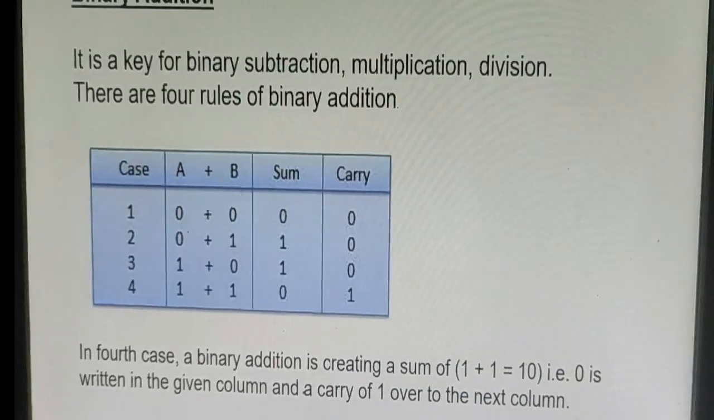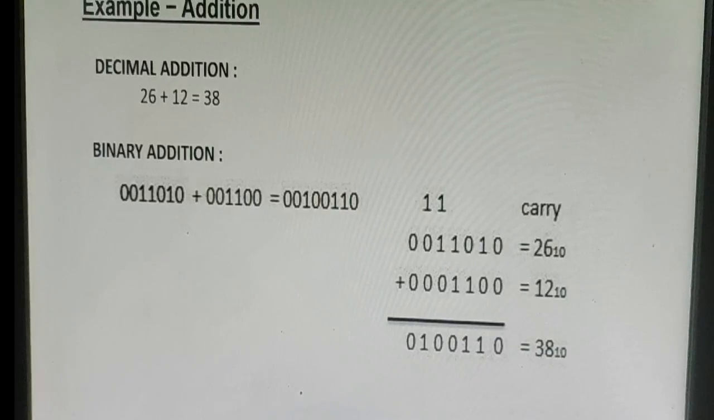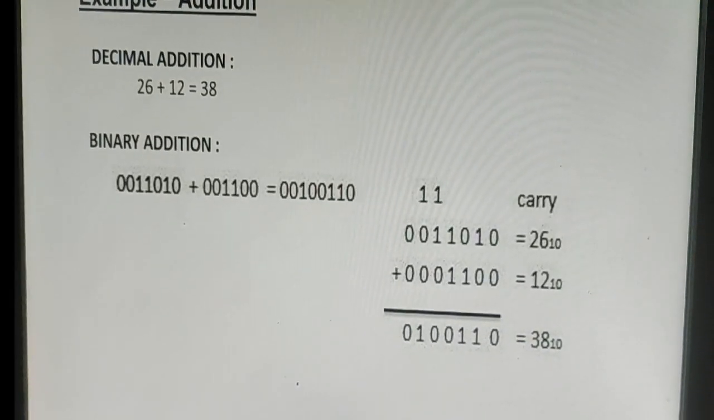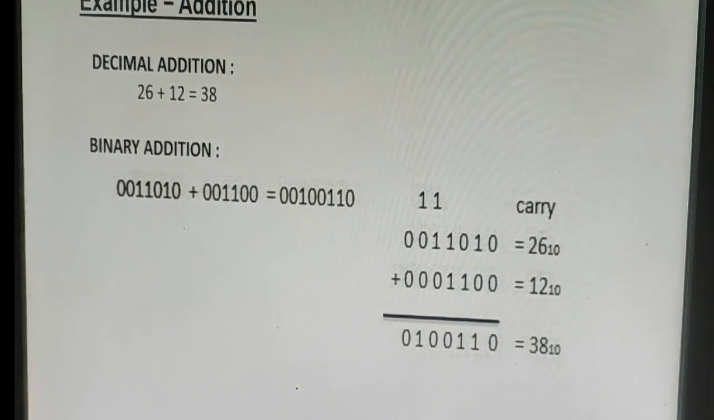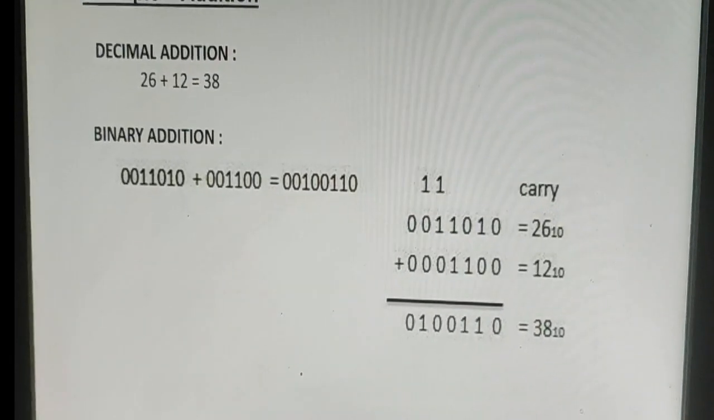See, in the fourth case, binary addition creates a sum of 1 plus 1 equals 0. That is, 0 is written in the given column and a carry of 1 goes over to the next column. Now let's see one example. See, the decimal addition of 26 plus 12 is how much? 38. Now let's convert this decimal 26 to binary. So what is the binary number?